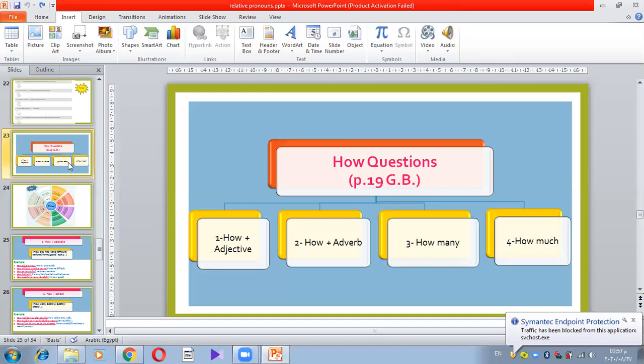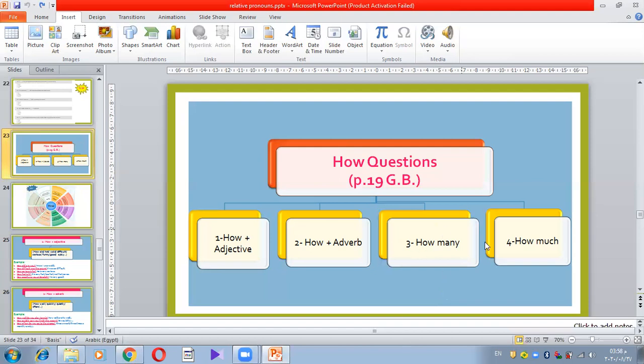How can I know all of them? All of these how questions, how can I know all of them? Simply, we have a rule. We have 4 types of how questions. If you know these types, it's going to be easy to make hundreds of questions starting with how. Okay? What are these 4 types?